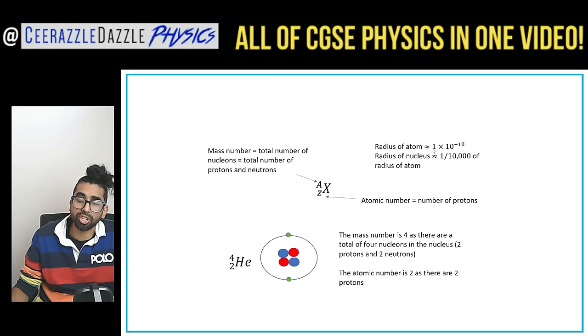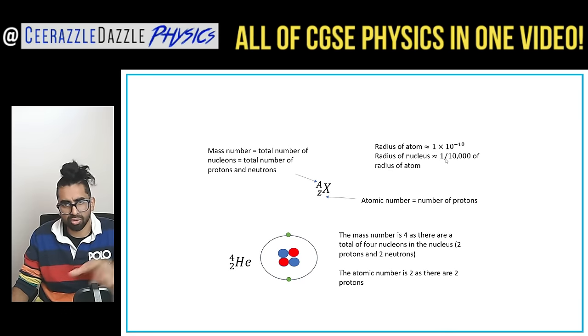The radius of an atom is going to be 1 times 10 to the minus 10. And the radius of a nucleus is roughly 1 over 10,000th of the radius of this atom over here. So just make sure you recognize that the nucleus is tiny compared to the actual radius of the entire atom itself.